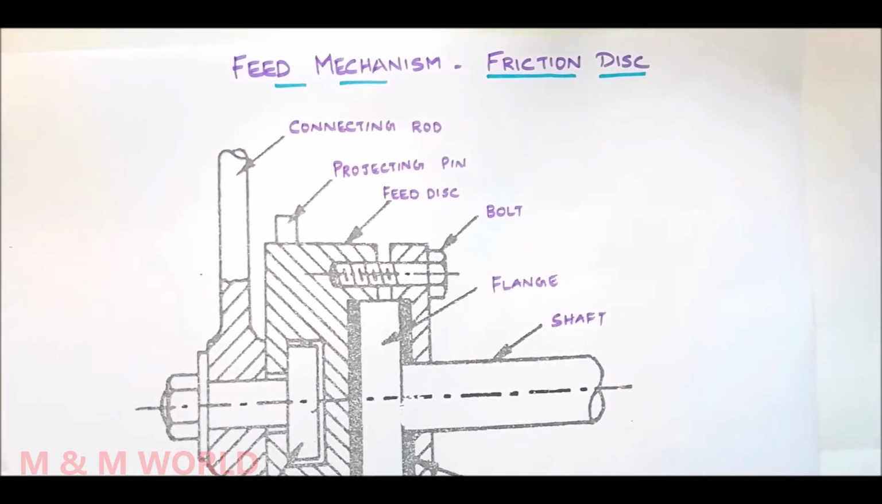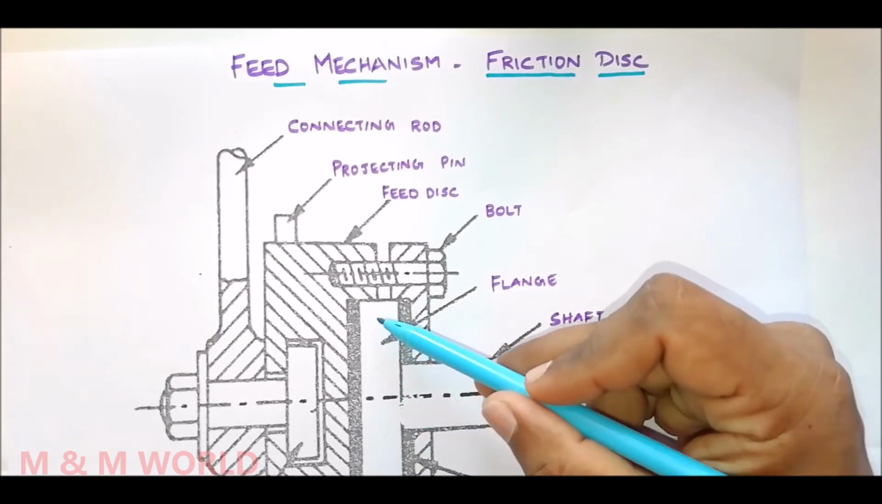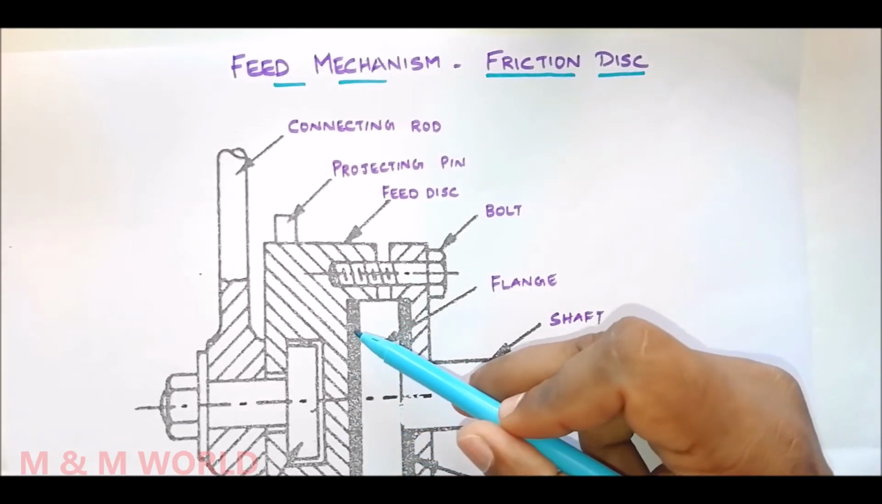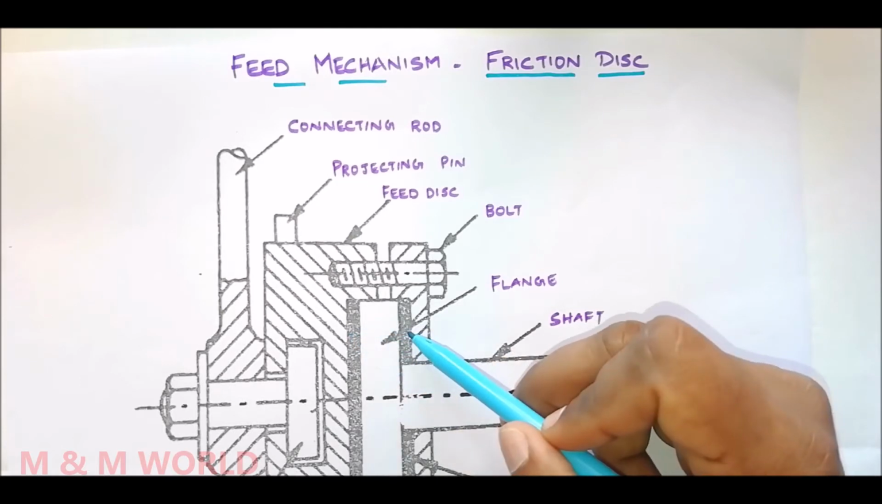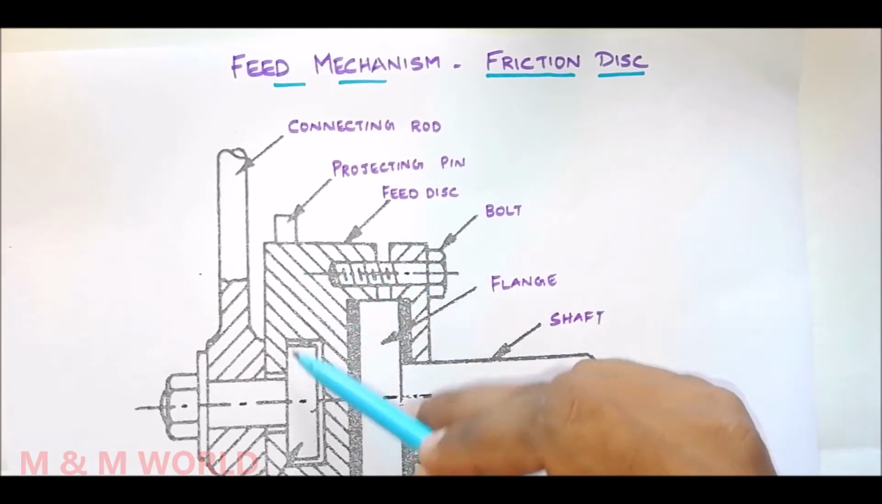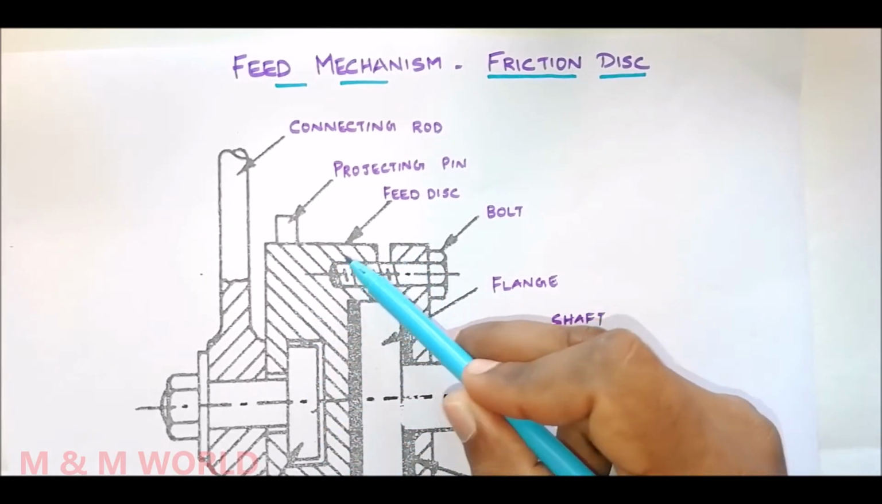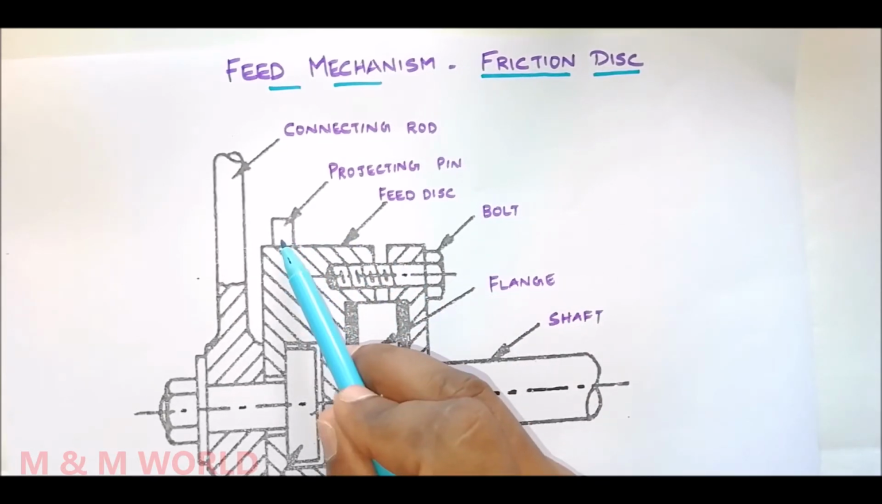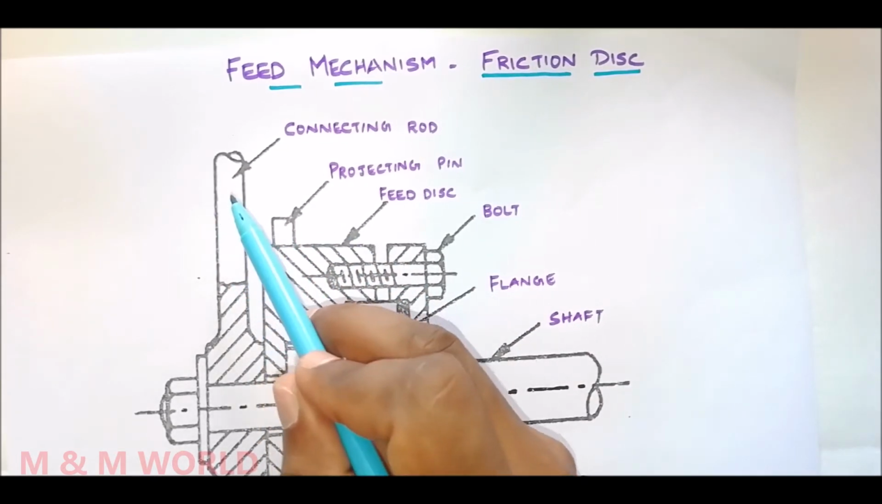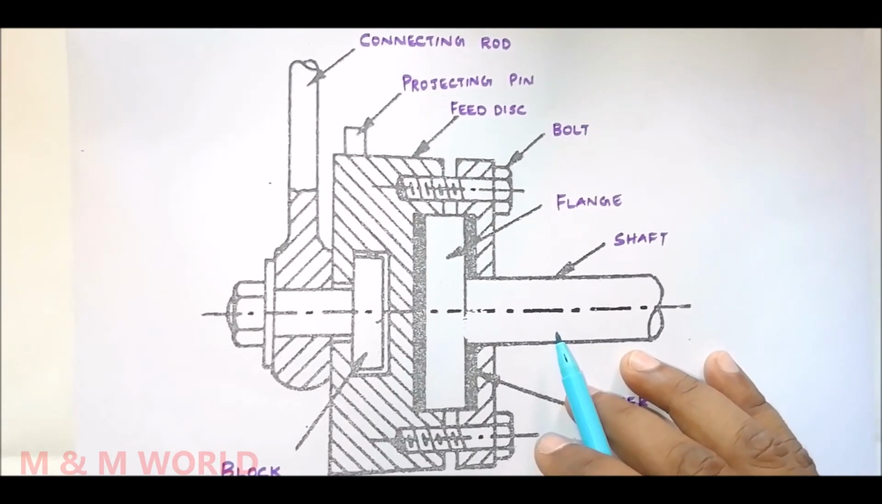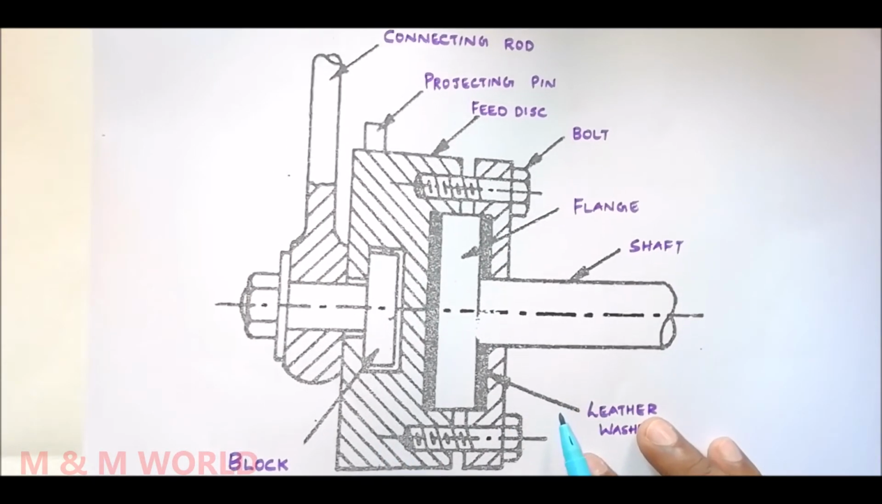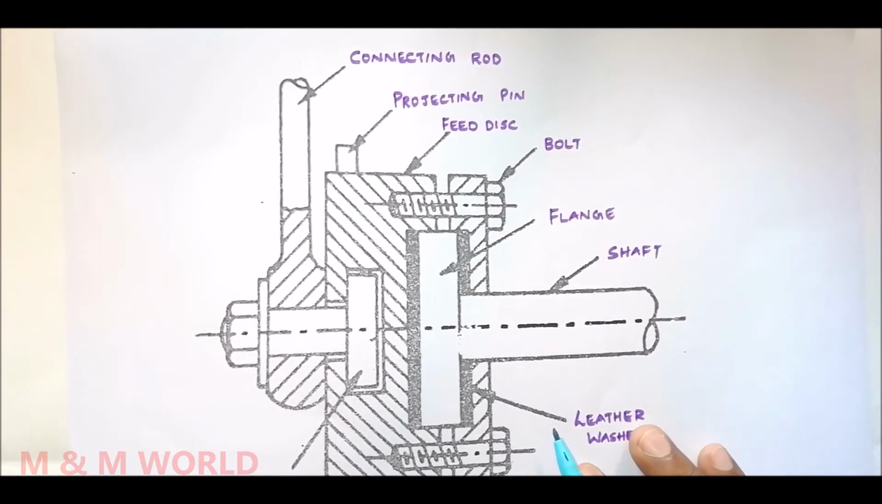Here you can see a shaft, then a flange, and on both sides we have washers. Then this is the feed disc, then a projecting pin, then a connecting rod and a block. So this is the figure.